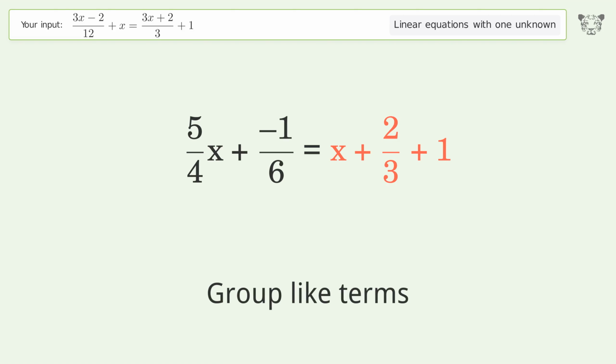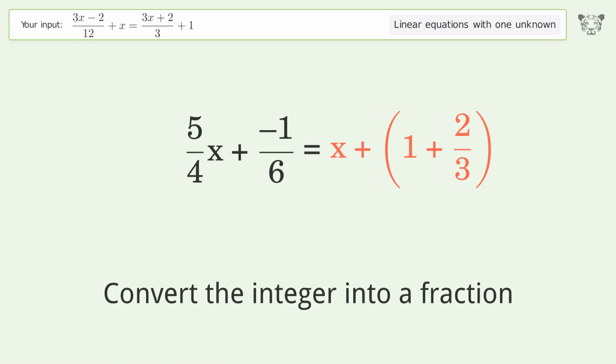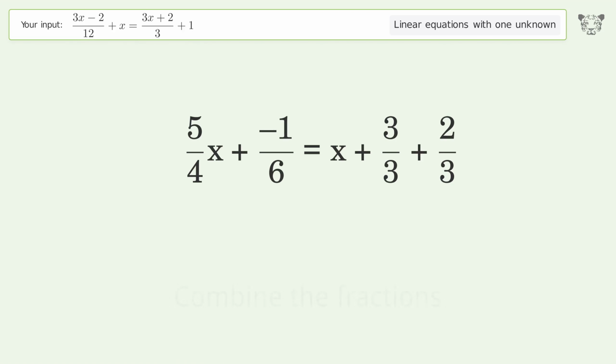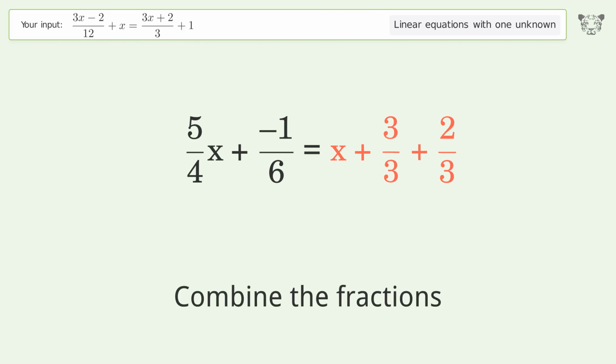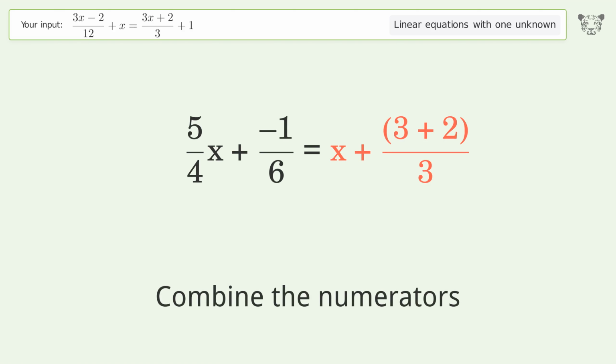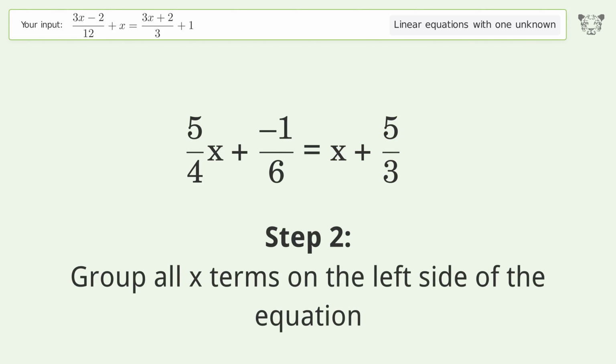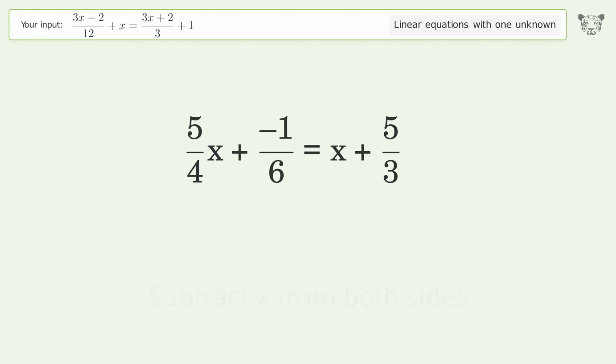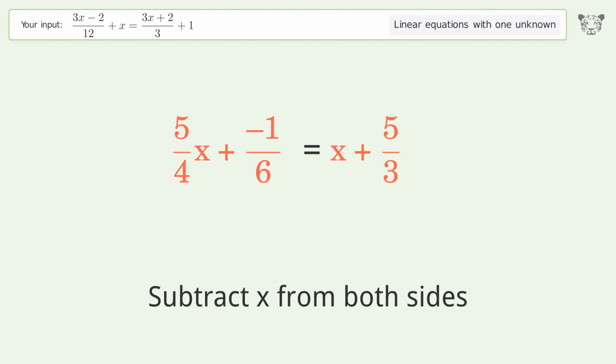Group like terms. Convert the integer into a fraction. Combine the fractions. Combine the numerators. Group all x terms on the left side of the equation. Subtract x from both sides.